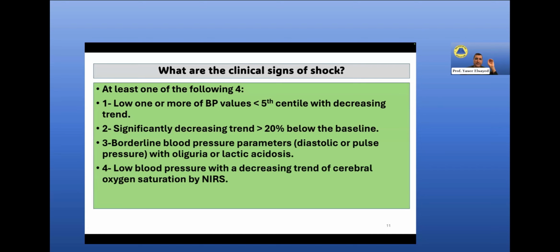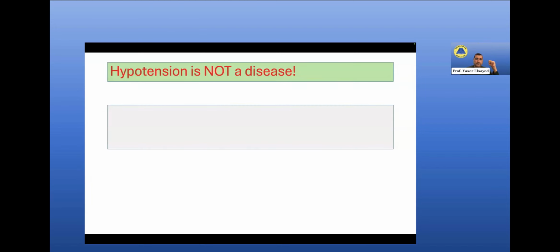Low blood pressure with decreasing trend with the cerebral oxygen saturation by NIRS. If you look at NIRS and you see the blood pressure trend is decreasing and the cerebral oxygen saturation is parallel to it, decreasing at the same time, this is an ominous sign. It means that typically the cerebral blood flow is decreasing.